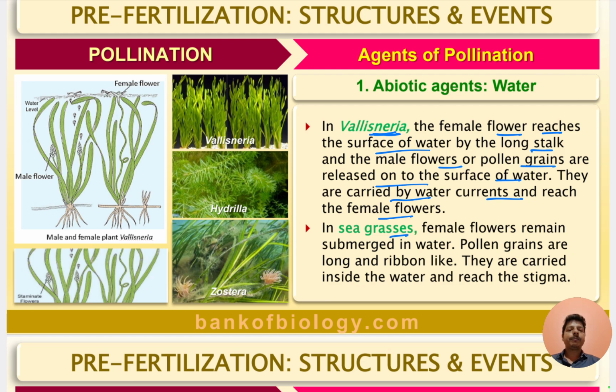In sea grasses, the female flower remains submerged in water. In Zostera, the female flower remains inside the water. Pollen grains are long and ribbon-like. They are carried inside the water and reach the stigma.